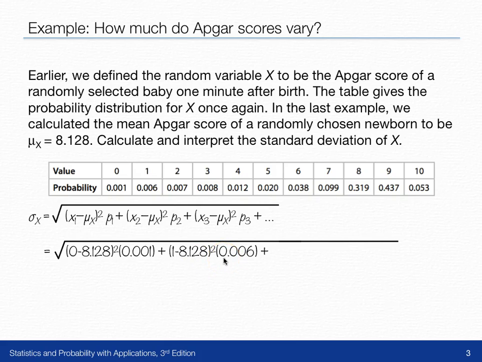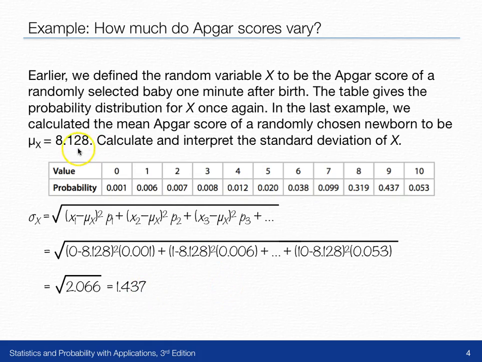1, which is 0.006. We'll do it again for 2 and 3 and 4 and all the way up to 10. And we'll say for the last term, it's 10 minus 8.128. Square that difference and multiply by the probability for 10. And after doing all of those calculations, we'll get the square root of 2.066, or 1.437. So how do we interpret this number, the 1.437?